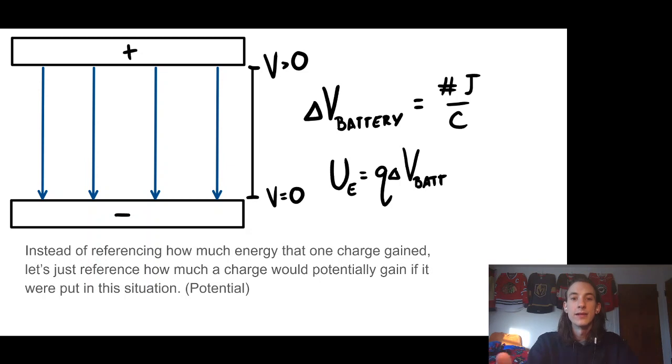So instead of referencing how much energy that one charge gained, let's just talk about how much a charge would potentially gain if it were put in this situation. We don't know how much charge is moving, so we want to keep it general. And that's what voltage does. So electric potential or voltage is going to be this measurement of how much potential energy we could potentially have, instead of saying, hey, this one particle has this much potential energy. So we're going to say, hey, by moving it from the negative to the positive, by having this distance between the negative plate and the positive plate, there's a potential difference there, which will give energy to our particles based on how much charge those particles have.